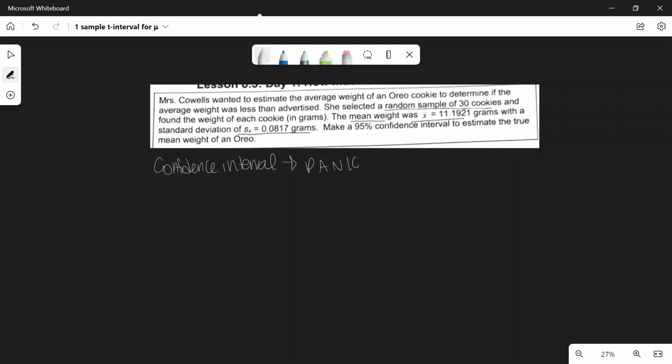Again, I'm going to reiterate what each one means. P stands for parameter, which we'll get to in a second. A stands for assumptions or conditions that have to be met in order for you to perform or construct an interval. N stands for name of procedure, so basically this one sample t interval for mu. I stands for interval, so this is where you're calculating the interval, and then C stands for conclusion.